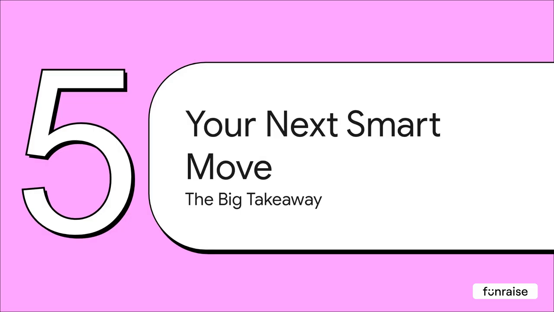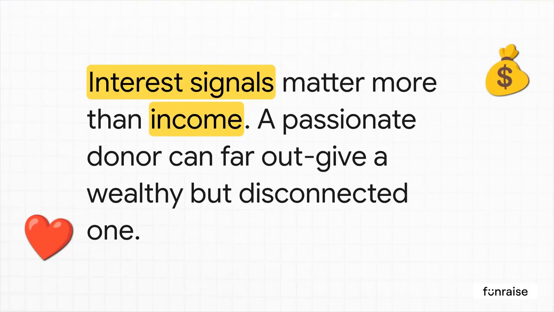All right, as we start to wrap this up, if there's one thing you take away from all this, what should it be? What's your next smart move? It's this. The big takeaway is that a person's interest in your cause often matters way more than their income. Seriously, a donor who might have a more modest bank account but is absolutely on fire for your mission, they can easily outgive a super wealthy prospect who just doesn't feel that connection. Affinity, that connection, is your most valuable asset.